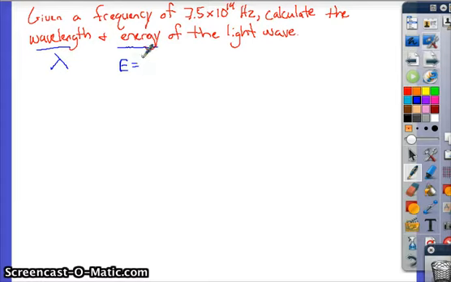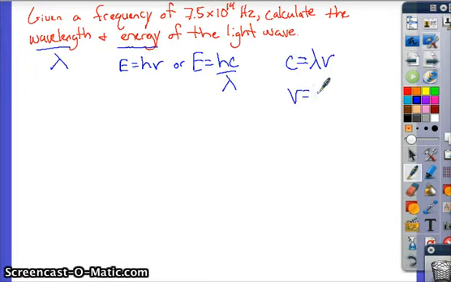is going to equal, we have two options: h, which is Planck's constant, times frequency, or we could use the fact that energy equals Planck's constant times the speed of light divided by lambda, our wavelength. In the second equation, we rearranged our speed of light equation, c equals lambda times frequency. If we solve for frequency, we would have speed of light divided by lambda.